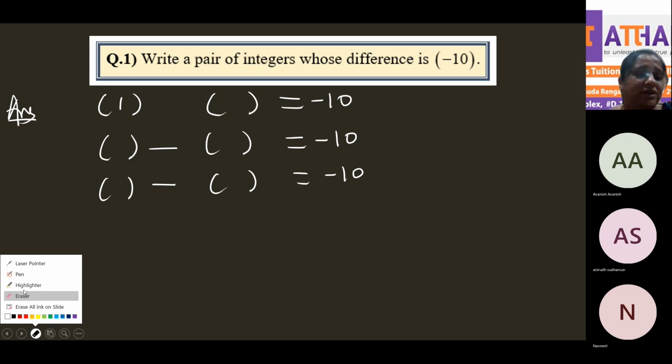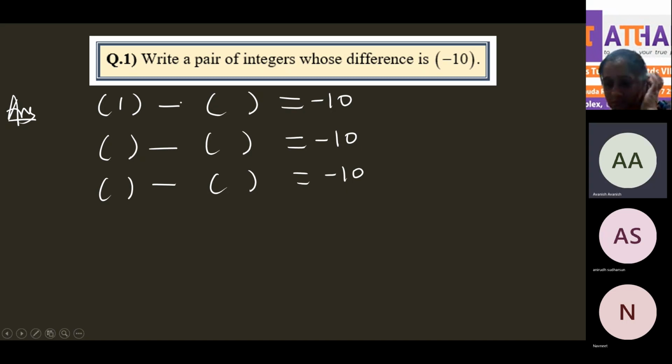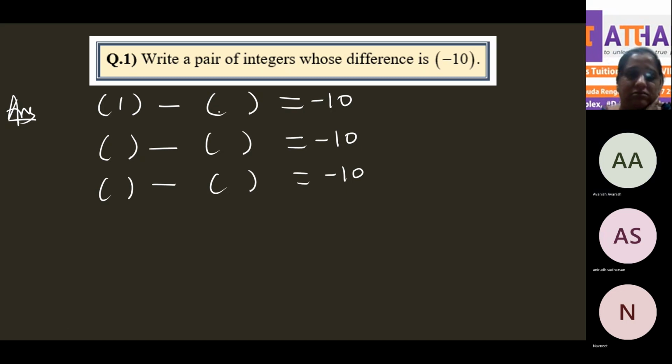Think. All of you, keep your example ready. Ma'am, it can be 11. Just 11, no? Yeah, ma'am. Very good. This is correct. So 1 minus 11 is minus 10. Very good. Next, Navneet.